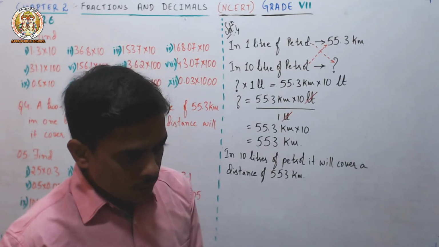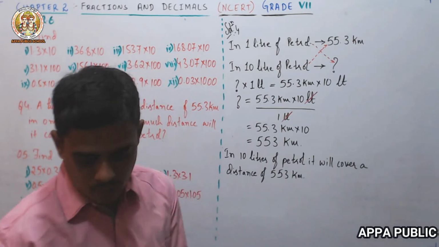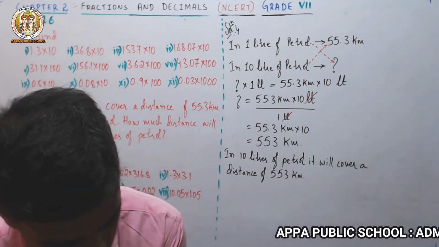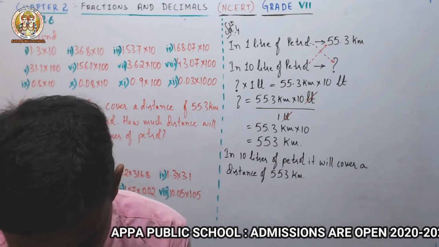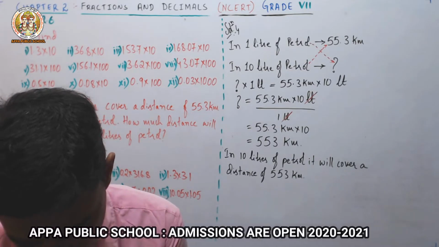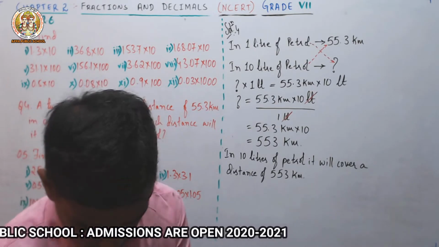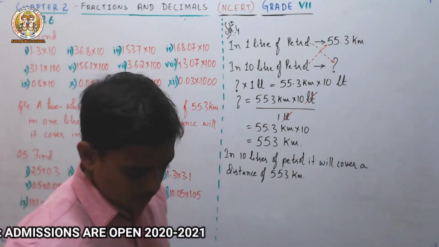Next, what I will do? I will go for the next one. See the question. What is that one? Question number 5. Question number 5. The last question of this exercise. Okay. I'll rub it.